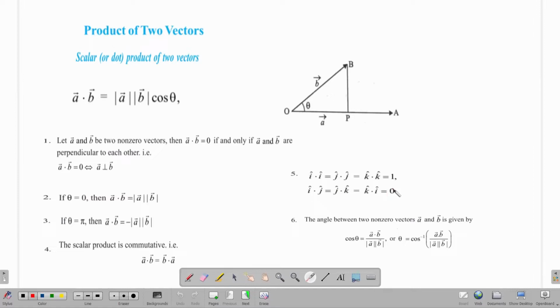And if you have to find the angle between two vectors, we can derive the formula from here that cos theta is equal to A dot B upon mod A mod B, which is written here. So theta is equal to cos inverse of A dot B upon mod A mod B. So this is all about scalar or dot product of two vectors.